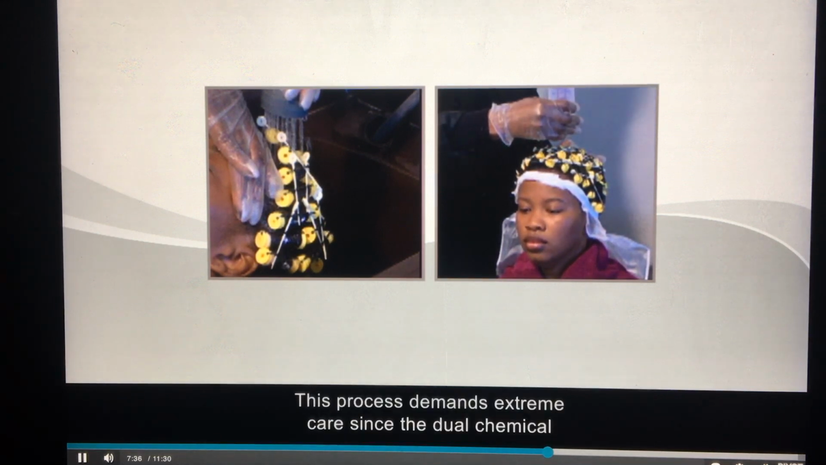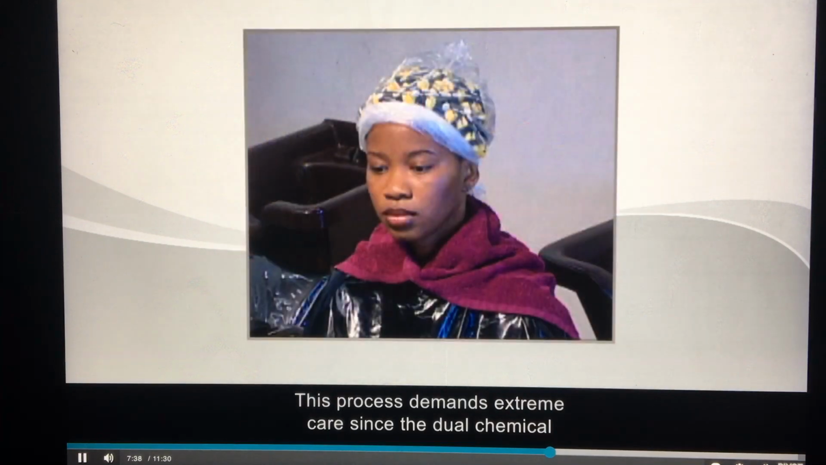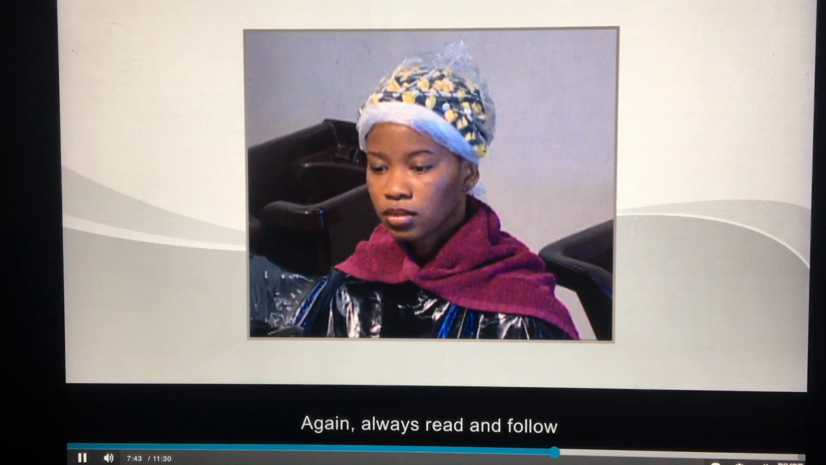This process demands extreme care, since the dual chemical services and the extended processing time can damage the hair. Again, always read and follow manufacturer's directions closely.